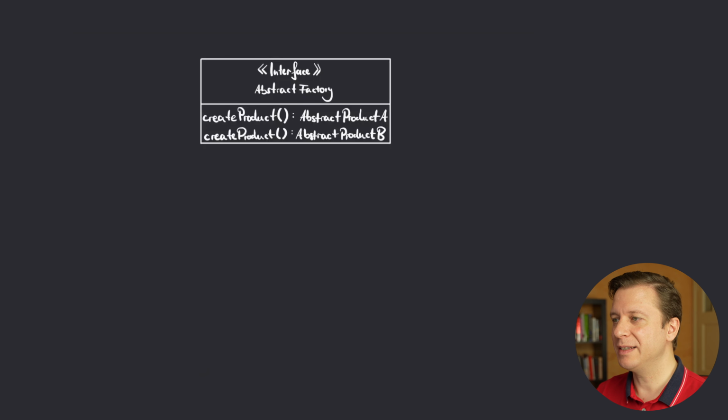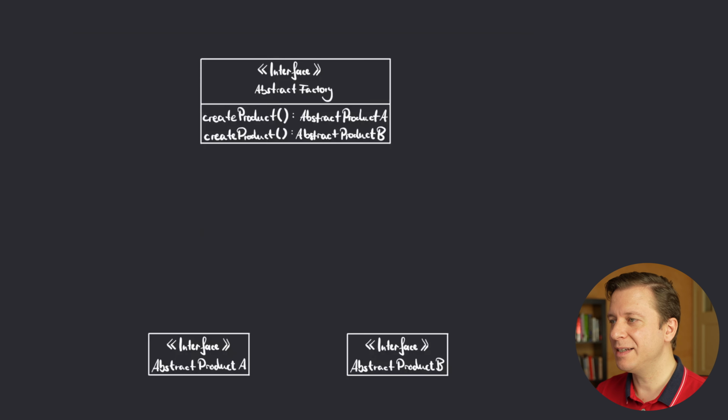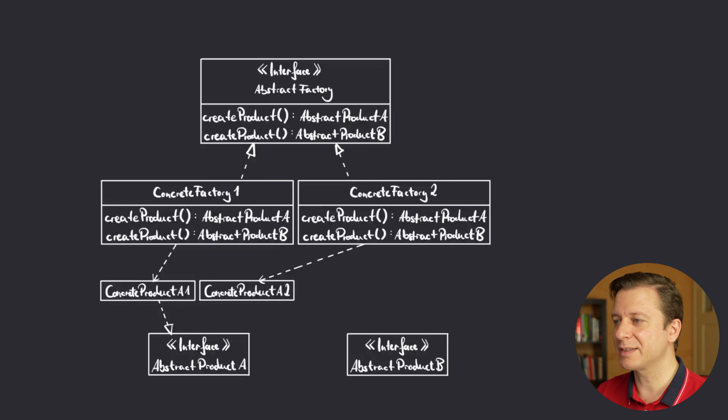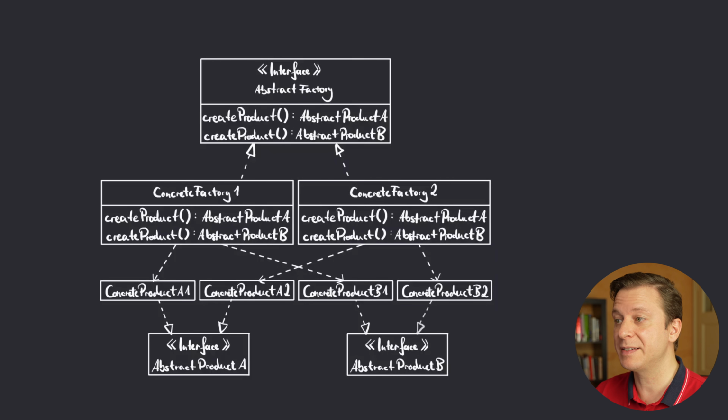The next ones we need are the abstract products. Creating these interfaces enables us to declare methods common to the family of products. They define a contract for concrete product classes to implement. The next ones we need are the concrete factories. These are implementations of the abstract factory. They have the responsibility for creating the defined family of products. Now we are ready to create the concrete products. These are implementations of the abstract products. Each concrete product class provides a specific implementation of the methods declared in the corresponding interface.